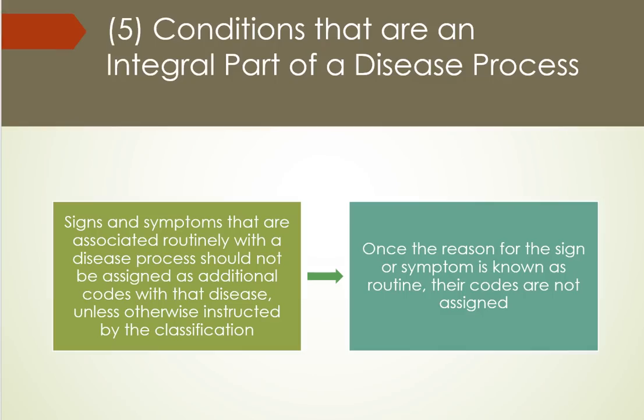Guideline number 5, conditions that are an integral part of the disease process. As a coding specialist, it is important that you have a full understanding of the disease process because signs and symptoms that are routinely connected to a disease process should not be coded as an additional code unless the ICD-10 system says otherwise.